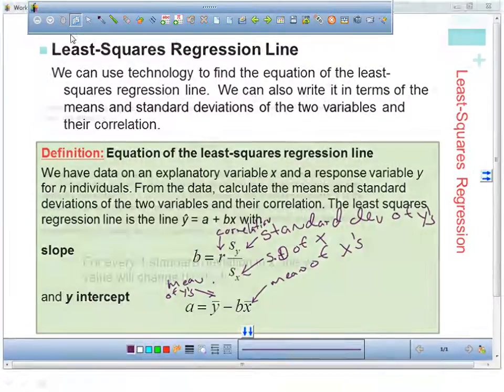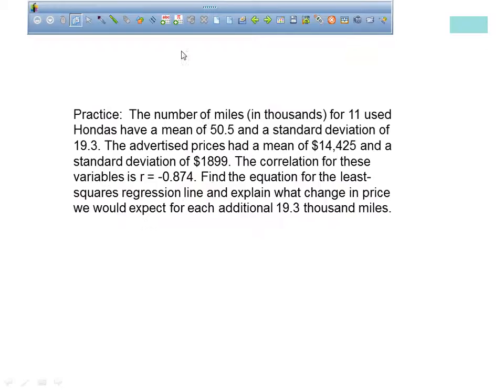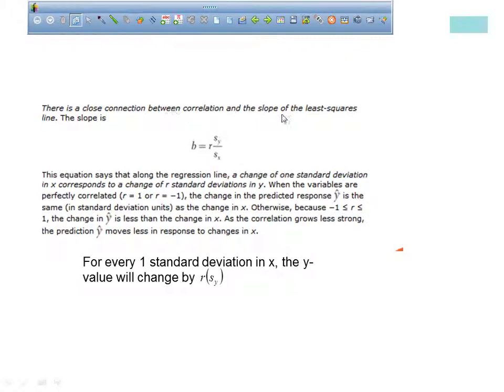So then, whoops, had to go to previous, here we go. So, there's a close connection between the correlation and the slope of the least squares regression line. The slope is, just like we said, equal to the correlation times the standard deviation of y over the standard deviation of x. You're going to have some problems that require you to know this. For every one standard deviation in x, the y value will change by r times sy.